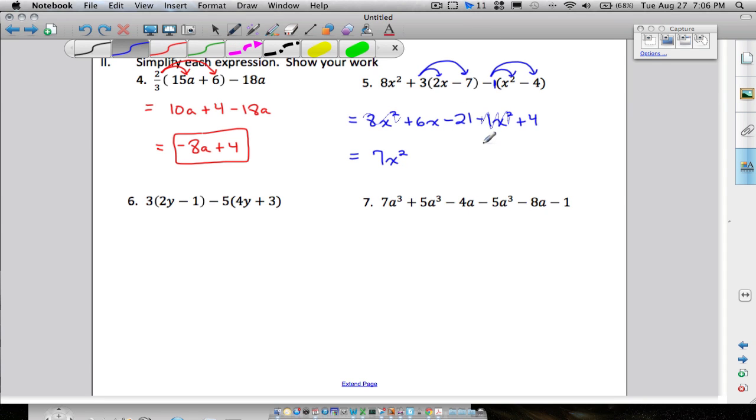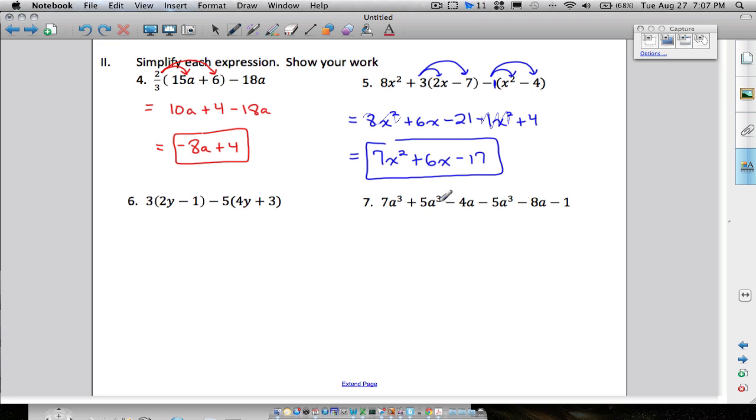Alright, so moving on to the x's. Let's see, all we have is a positive 6x, so that's the only thing we have for the x terms. And then the minus 21 plus 4. Remember your rules for addition. When your signs are different, we subtract the two numbers and keep the sign of the quote-unquote bigger number. So that becomes minus 17. And there is nothing else we can do here. No more like terms. That expression is simplified.